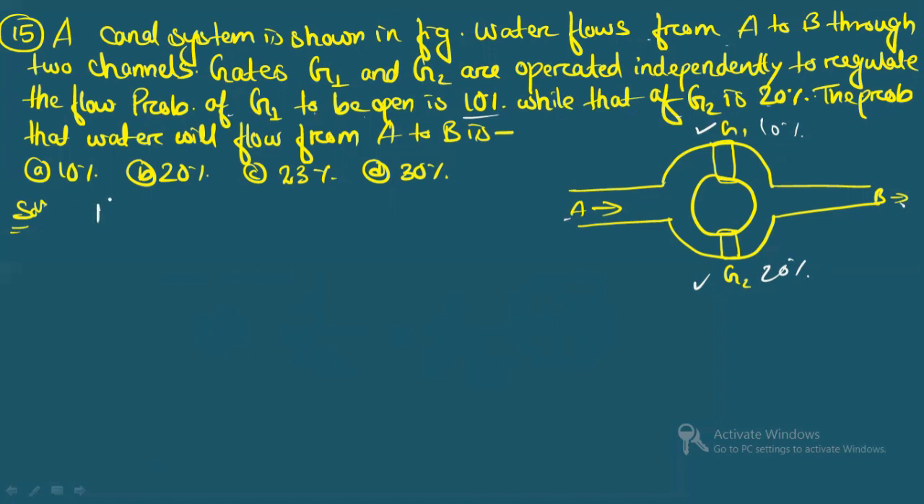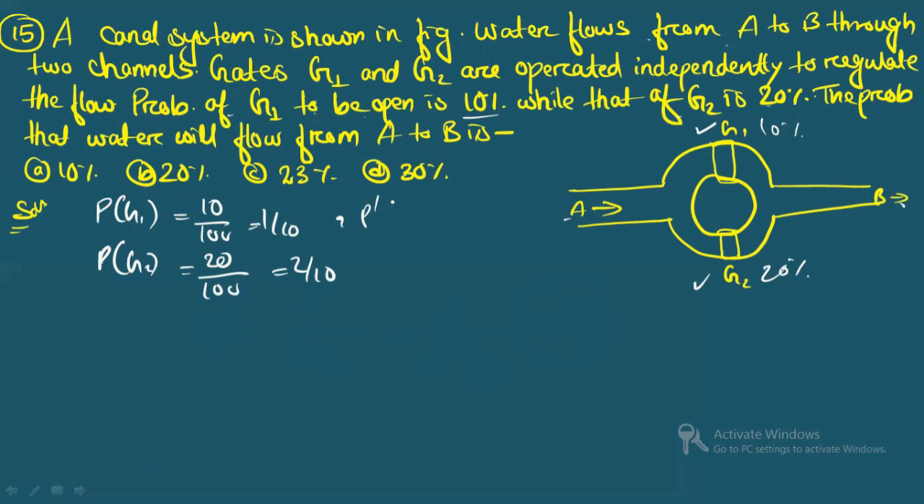So now you see, probability for opening of gate G1 is 10%, so it is 10 by 100, which is 1 by 10. Probability for opening of gate G2 is 20 by 100, so it is 2 by 10, right? Now for not opening, I'm denoting it by P prime. So P prime of G1 is what? Total probability is 1, so 1 minus 1 by 10 is 9 by 10. And P prime of G2 is 1 minus 2 by 10, so it will be 8 by 10. This is for not opening, and the earlier values are for opening.